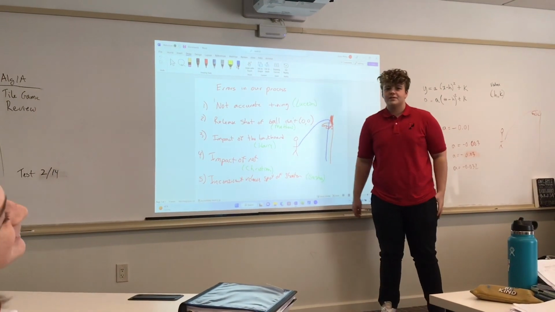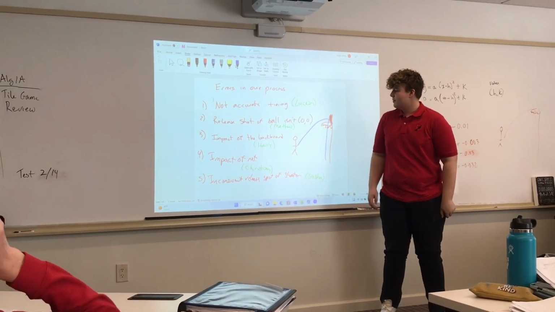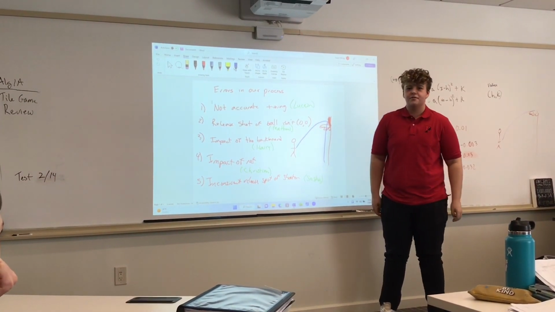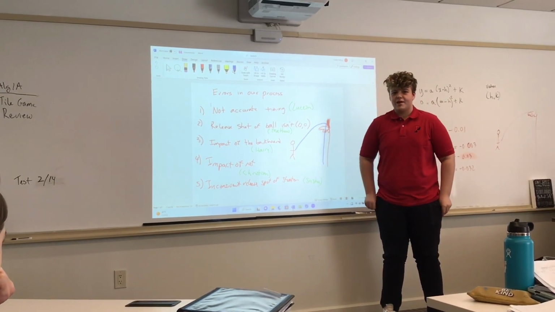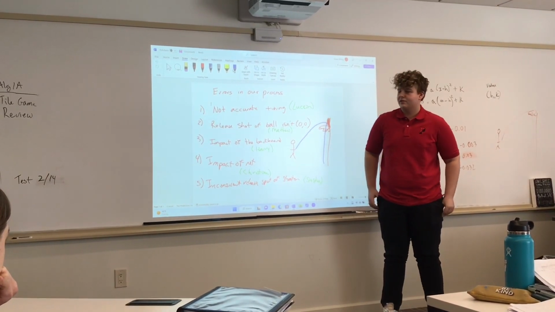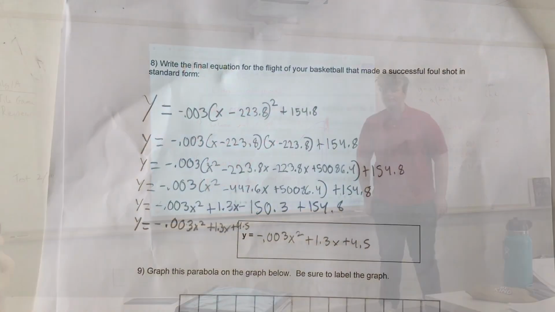The net of the basketball hoop could increase the amount of time the ball takes to get to the ground. That would make our time inaccurate, causing our parabola to not look the same way it did while we shot.